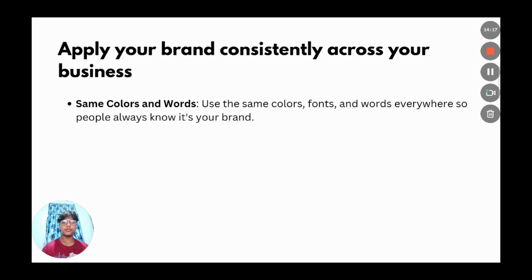Now, after finally learning how to design your brand, how to find customers, and how to craft your message, the next step is how to use all of this information throughout your brand. You can do this by using the same colors, words, and message everywhere. For example, you can use it in your ads, you can use it in your posts, you can use it in your reels, you can use it in your website, and you can use it in your social media accounts.